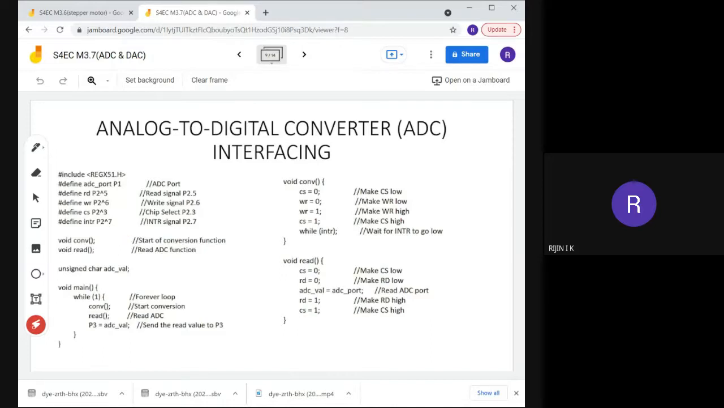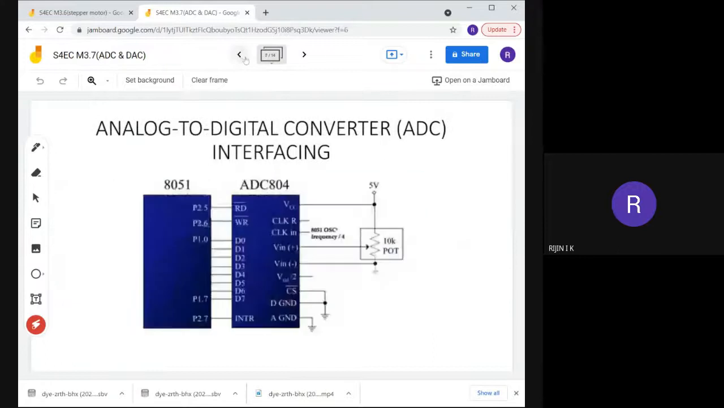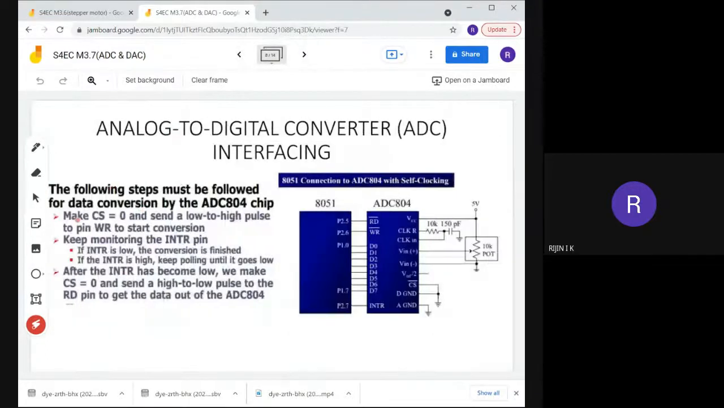So for converting, we have already studied the steps. First we need to make CS is equal to 0, and send a low to high pulse to WR, that is 0 and then 1. Then keep on monitoring the INTR. When the value of INTR becomes 0, that means conversion is over, we can read the data.